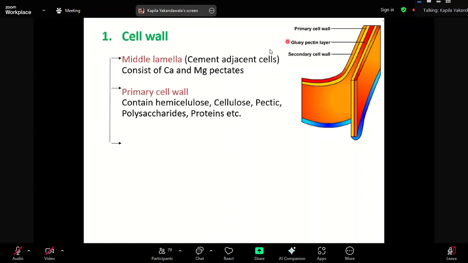So this is the middle lamella, red color middle lamella. So using middle lamella, those two cells are glued together. It consists of calcium and magnesium pectate. Then inner to that, you have a primary cell wall. First produced cell wall is primary cell wall.